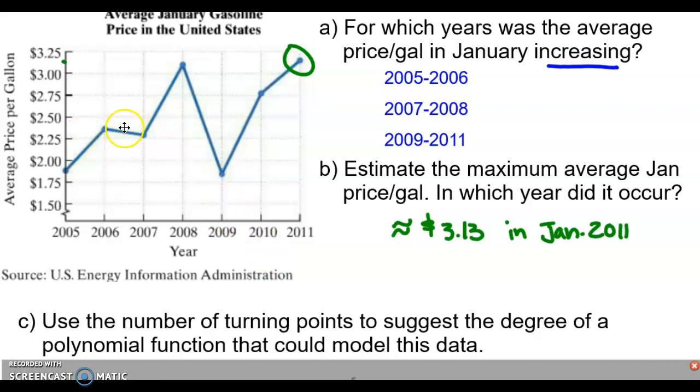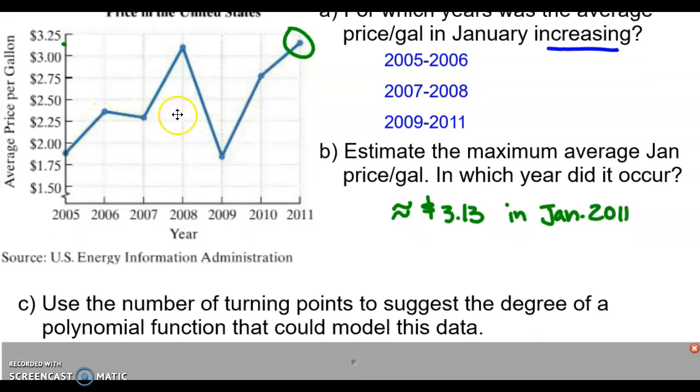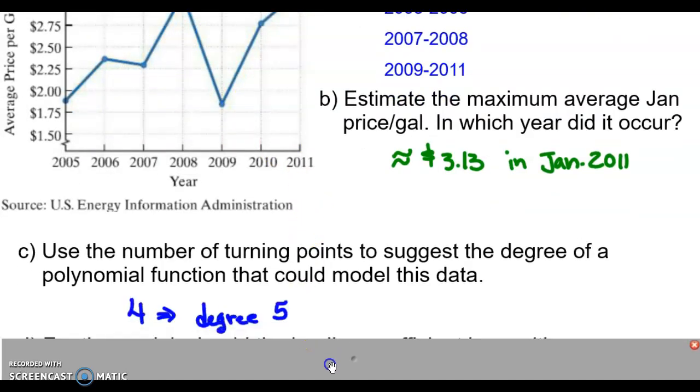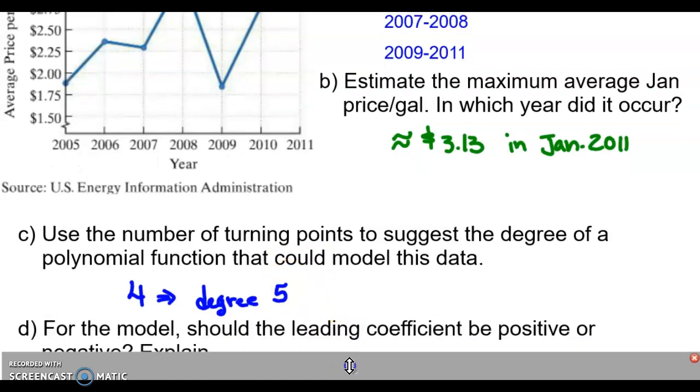So we would have this one here in 2006 where it changed. Again, in 2007, it changed. In 2008, it changed. And in 2009, it changed. In 2010, it changes the rate, but it's still increasing. So that one doesn't count as a turning point. So again, I have 1, 2, 3, 4 actual turning points. So if there are 4 turning points, that means I could be talking about at least a degree 5 polynomial to model this.